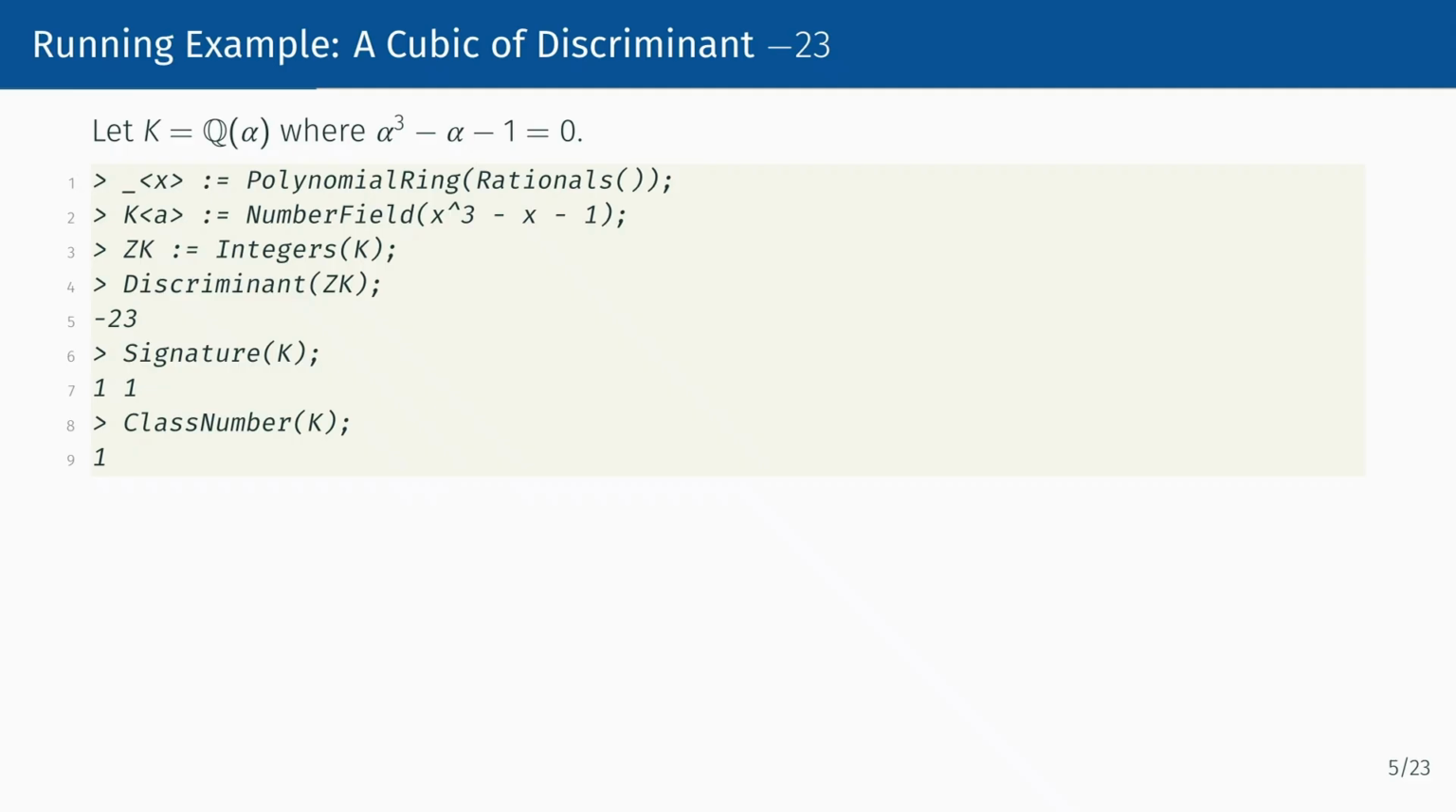Sorry, some technical difficulties. Anyway, you can see that Magma has a natural interface for constructing this number field, constructing the ring of integers, computing the discriminant, computing the signature, and it can also compute some other invariants that we will encounter later in this talk, like the class number.